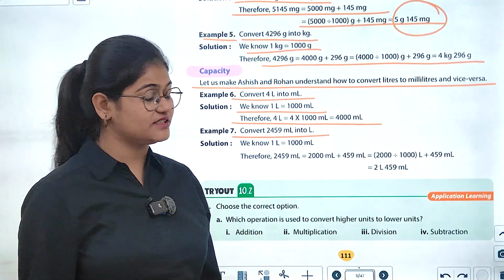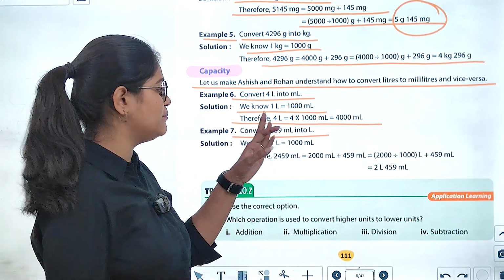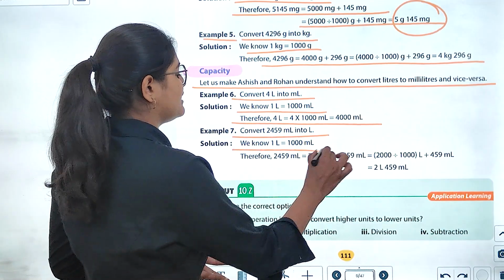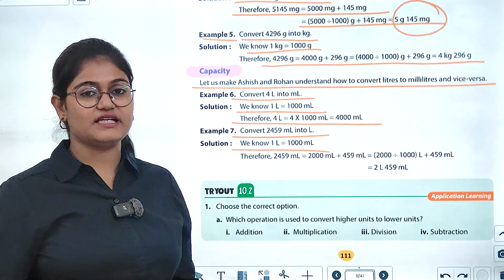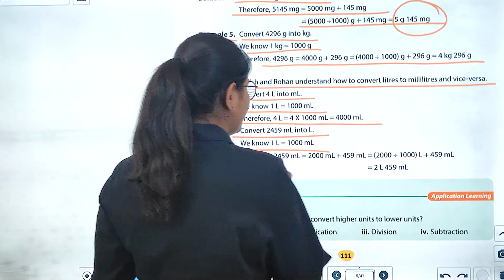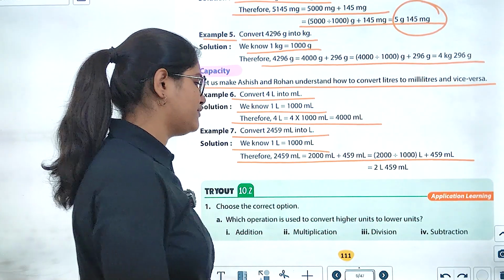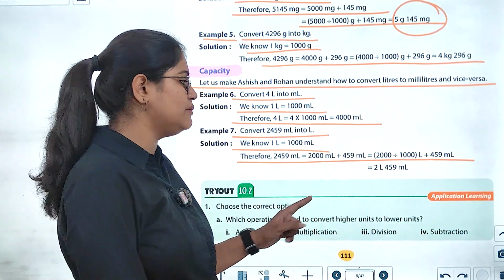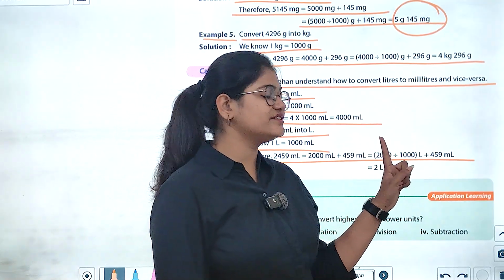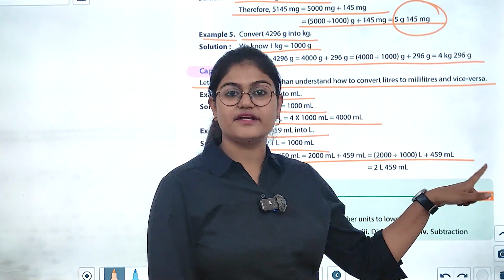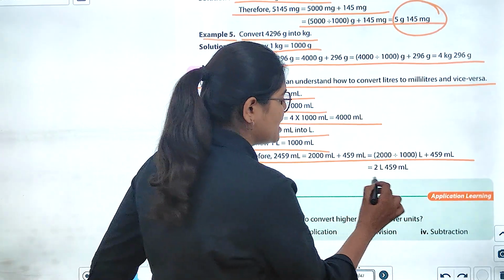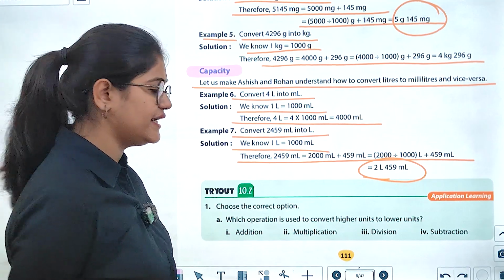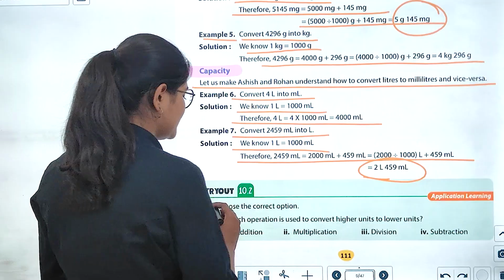Then convert 2459 milliliters into liters. Now this is the opposite, right? We have to convert milliliters into liters. Obviously we are going to divide. As we all are aware, 1 liter is equal to 1000 milliliters. Therefore, 2459 milliliters is equal to 2000 milliliters plus 459 milliliters, which is equal to 2000 divided by 1000 liters plus 459 milliliters. That gives the answer 2 liters 459 milliliters. Correct?